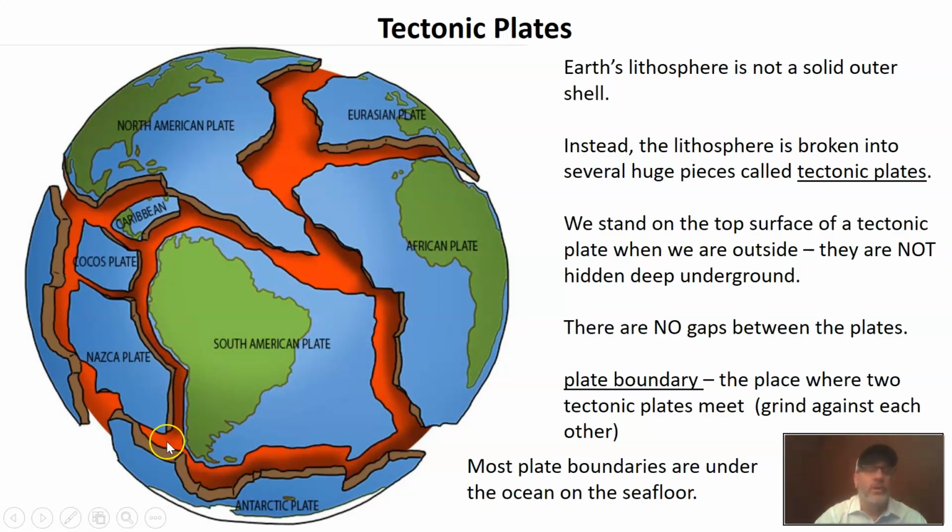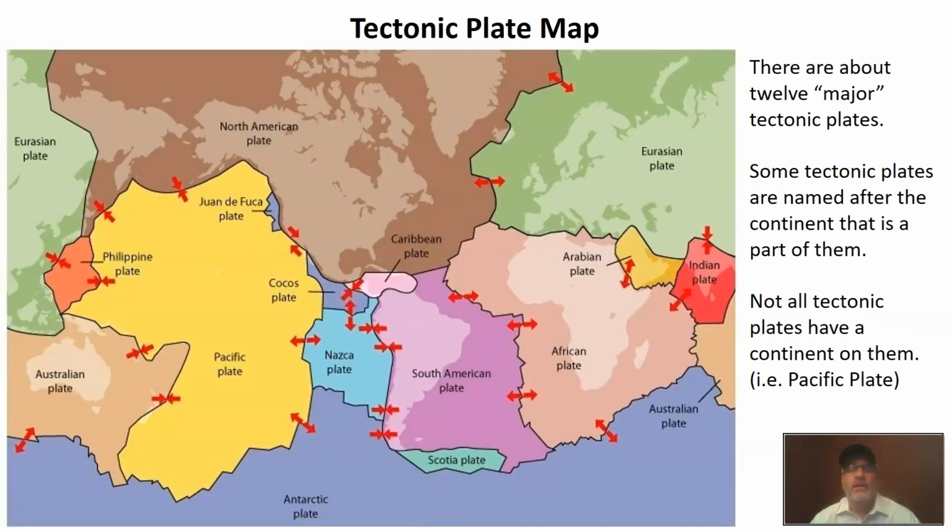They're on the sea floor. I don't really see one here, at least in this image, that cuts through the center of a continent. Okay, so a tectonic plate is a huge chunk of the lithosphere. The lithosphere is not a solid outer shell. It is broken into these huge pieces. So let's take a quick 2D look at a map of some tectonic plates.